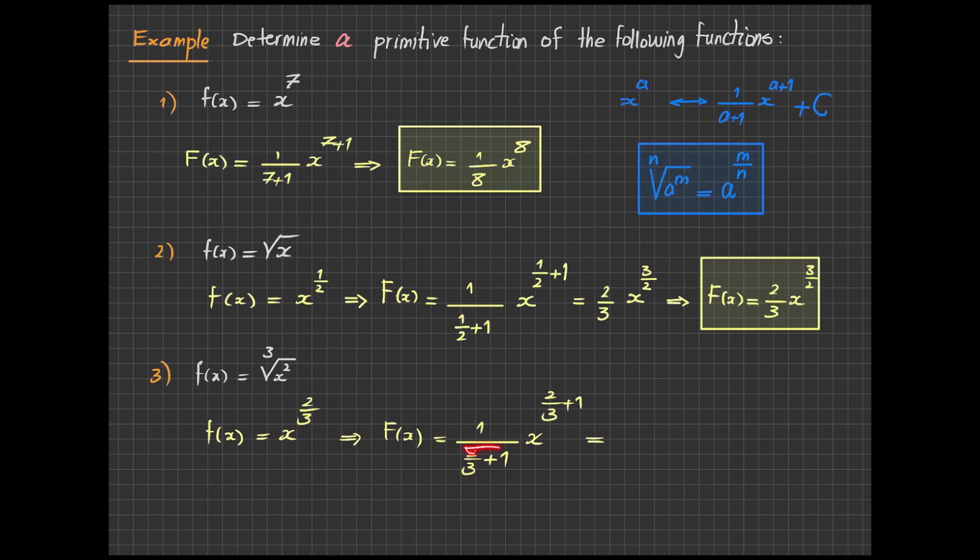Yes, because if I add this part, it becomes 5 over 3. But it is 1 over 5 over 3, so it becomes 3 over 5. And x to the power of what? 5 over 3. So the capital F of x in this problem is 3 over 5, x to the power of 5 over 3. Yes, is that understandable?